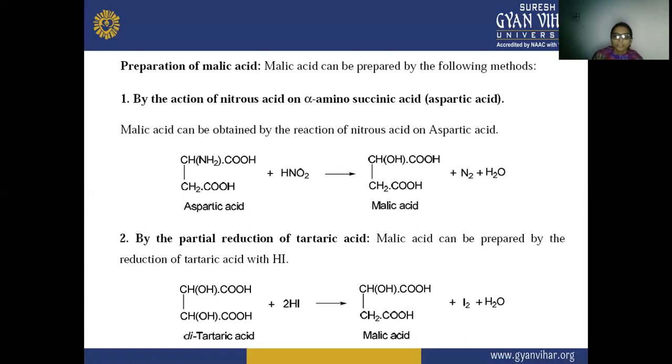So what is happening here? This OH is removed from here, and H is added to this CH, so there is a formation of CH2COOH, and here H2O is formed. This is because two molecules of hydrogen are there, so two H2O are formed here, and I2, meaning iodine, is also evolved from here.